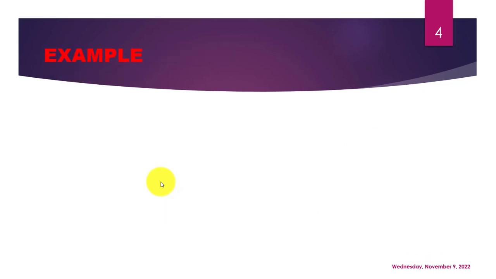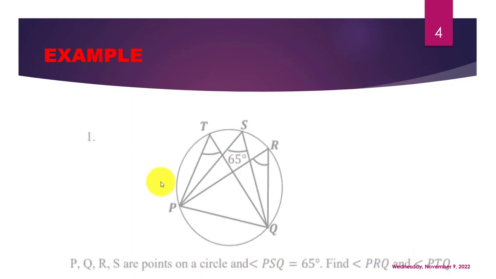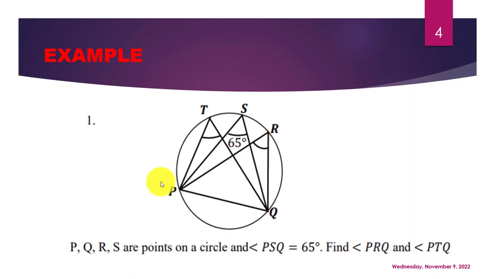Let's take an example. On the screen, there is a diagram shown. In that diagram, we have points P, Q, R, S on the circle, and angle PSQ is 65 degrees. We are asked to find angle PRQ and angle PTQ, given that angle PSQ is 65 degrees. So let's solve it together.